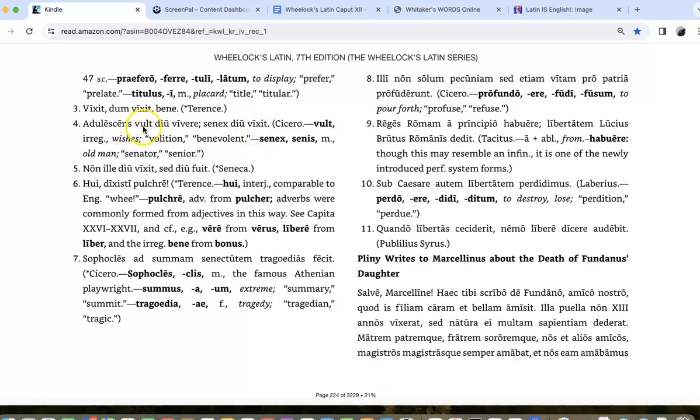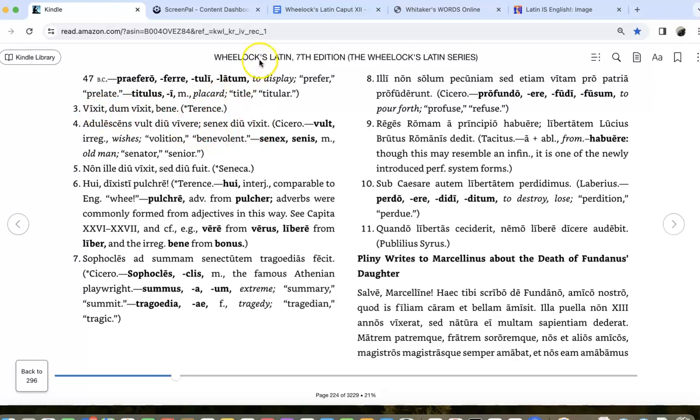So an adolescent wants to live, vivere, for a long time. An old man has lived for a long time. So vivere, of course, is the infinitive form of vivo, which here we have the perfect form. And so we need to be able to recognize our so-called principal parts.